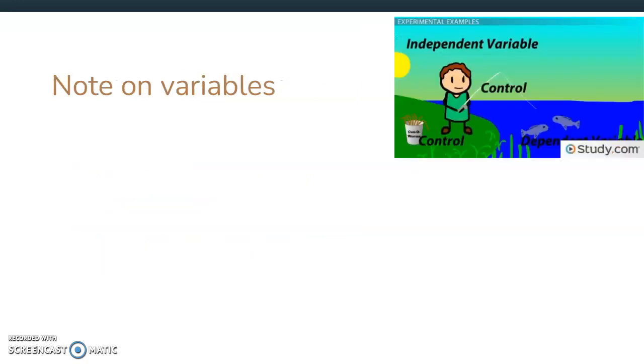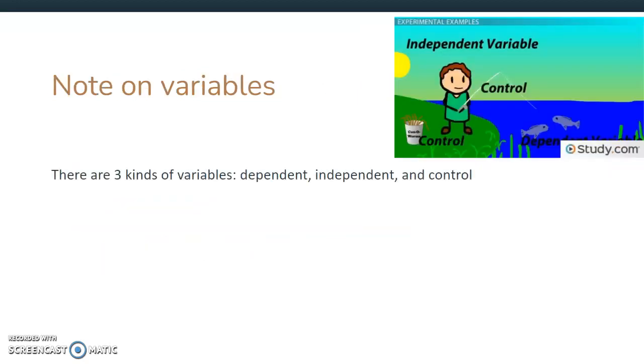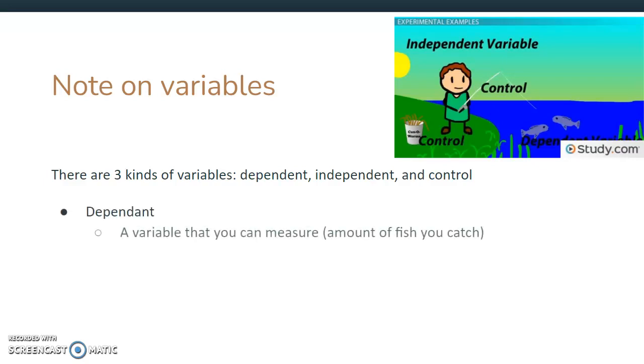So how can we test this? Before we get into this, I want to make a quick note on our variables, because we want to limit our variables to just one variable that's changing so that we can get better results. Just to review, we have three types of variables: dependent, independent, and control. Our dependent variable is a variable we can measure.